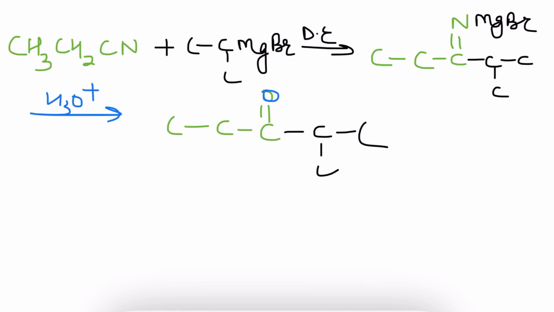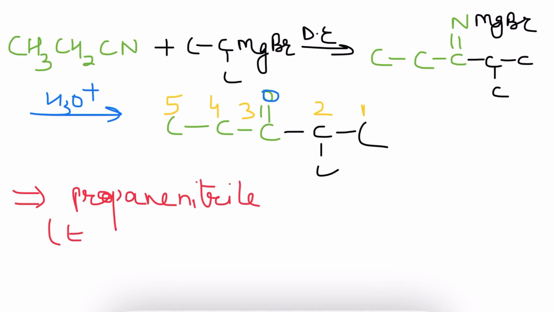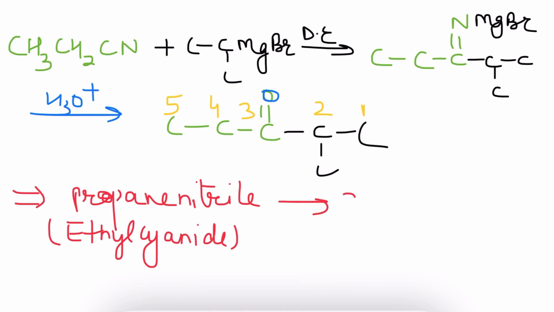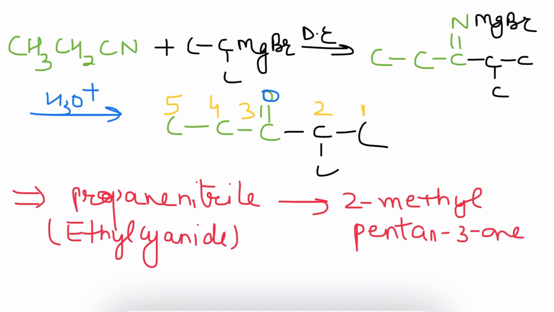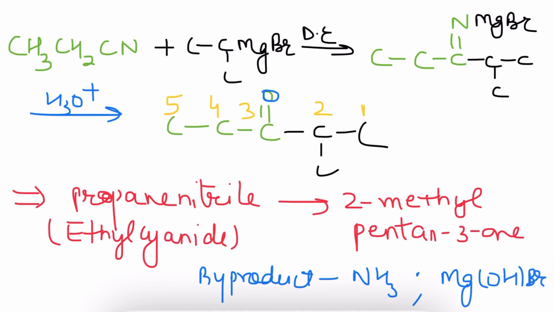So we name it 1, 2, 3, 4, 5. So this one is a conversion where we converted propane nitrile, or in common system you can call it ethyl cyanide. So this ethyl cyanide, with the help of Grignard reagent, we converted into 2-methyl pentan-3-one. 5 carbons are here. In each and every case, byproducts are ammonia and MgOH-Br.